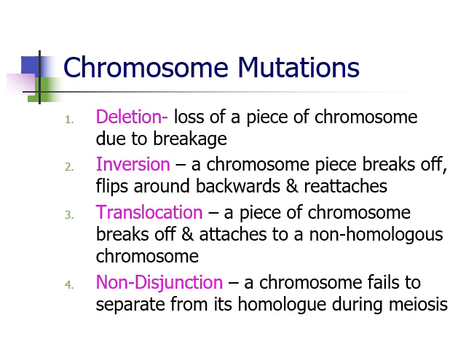So we'll take a look at some things that can be caused by that. For number two, we have inversion, and that's going to be where a piece of the chromosome breaks off, flips around backwards, and reattaches. When you invert something, you kind of flip it upside down.